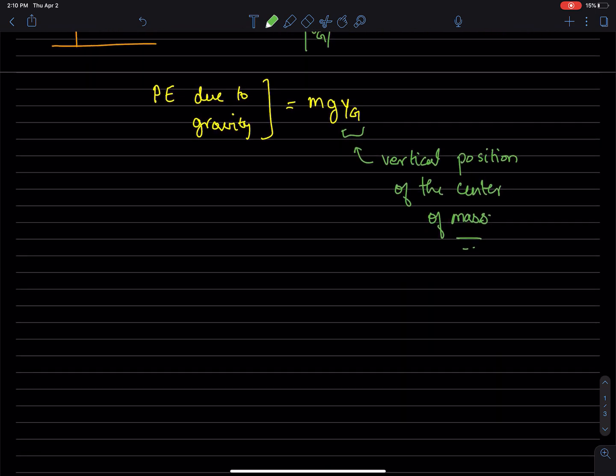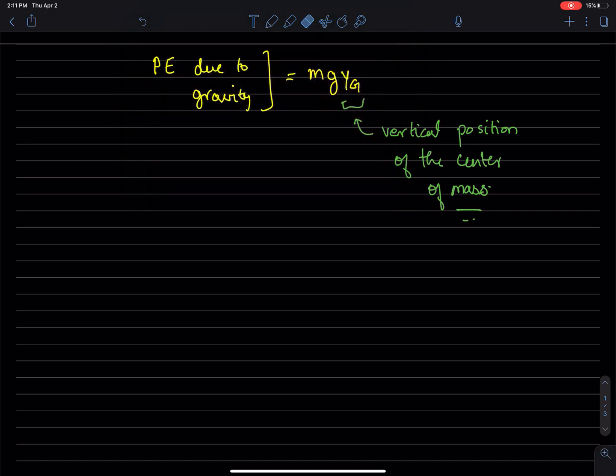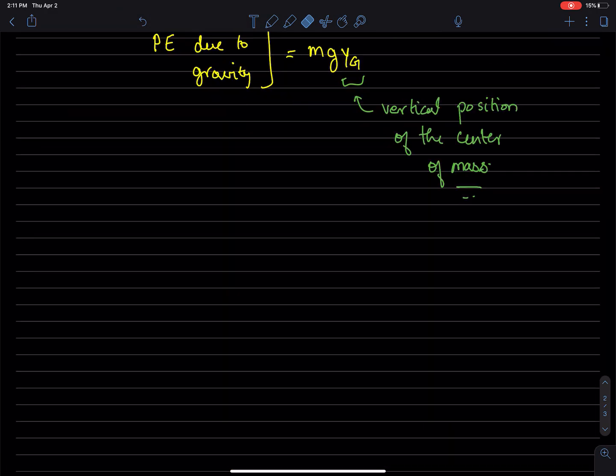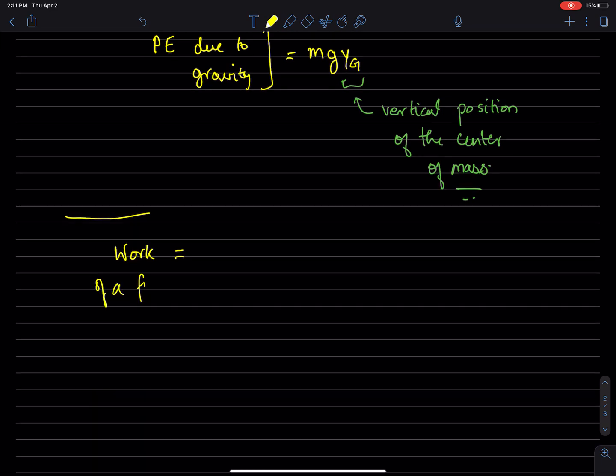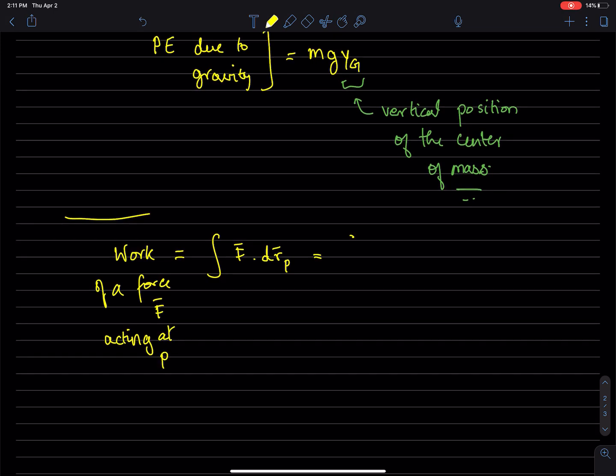Recall, that's how kinetic energy and potential energies change for rigid bodies. Everything else essentially remains the same. Another little piece that's of use is recall work of a force F is usually integral F dot dr_P, acting at P, or integral F dot the velocity of point P dt, where this quantity is called power.